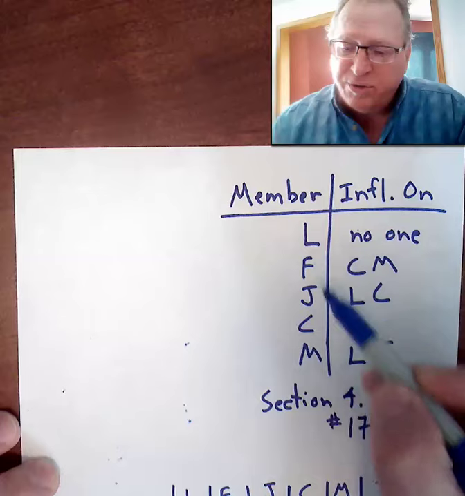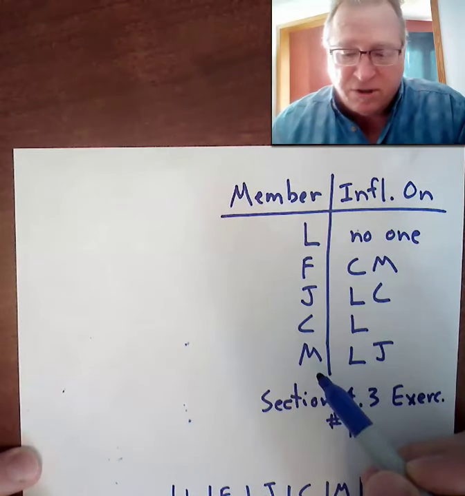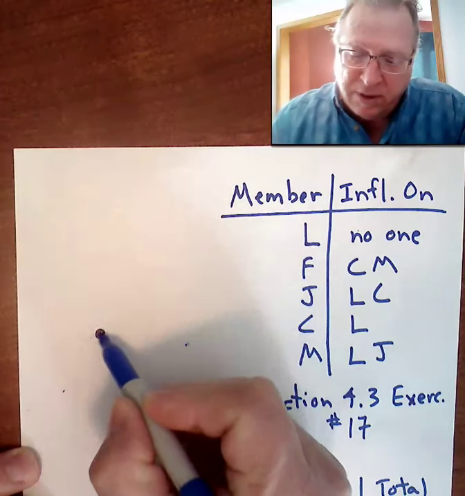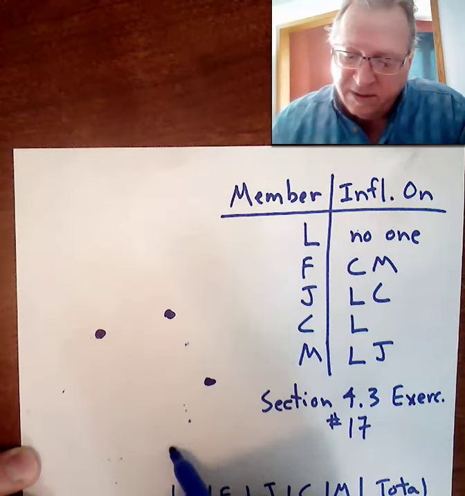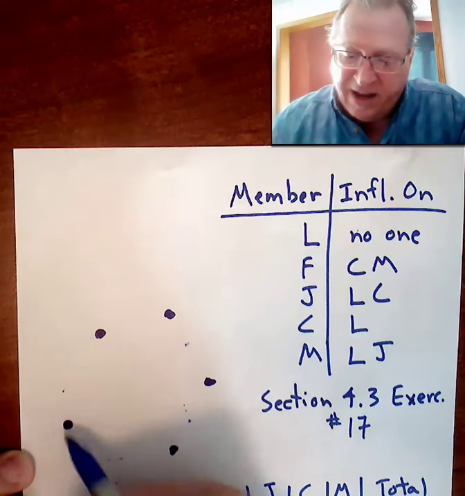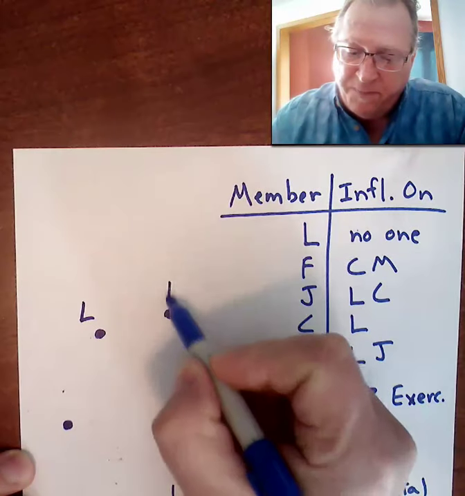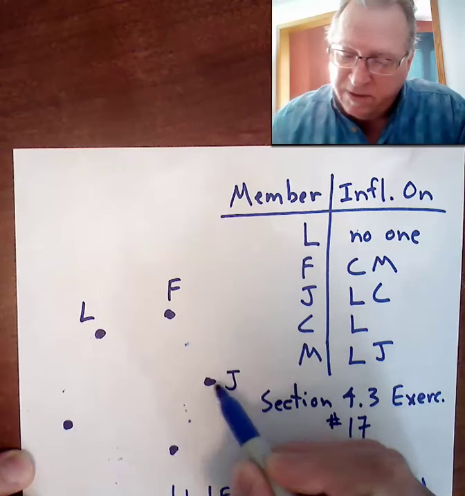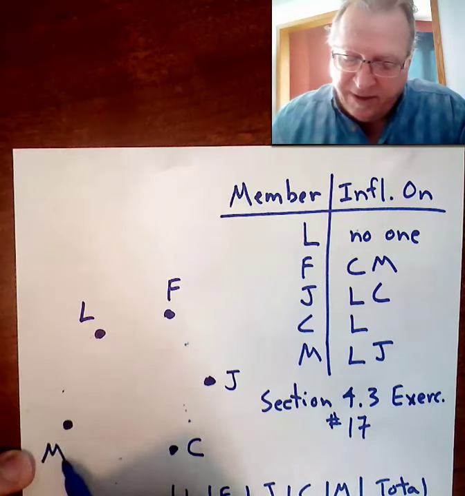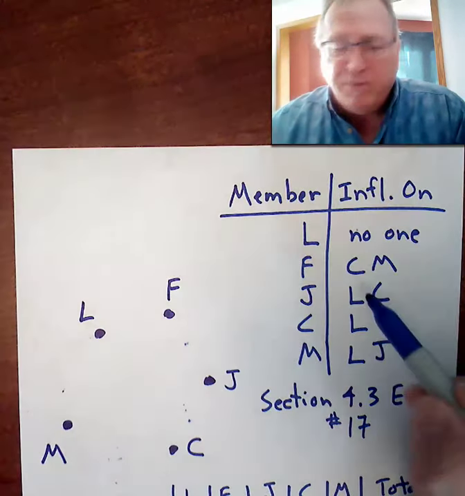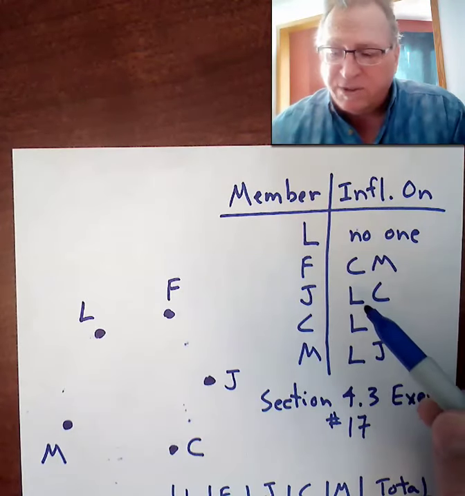First of all, I have 1, 2, 3, 4, 5 members. So what I do is put 5 dots in a circle, and I'll do that now. 1, 2, 3, 4, and 5. And then I label them with the 5 people. So we have L, F, J, C, and M. And now, using this little table that we were given, I draw arrows that indicate the influence.